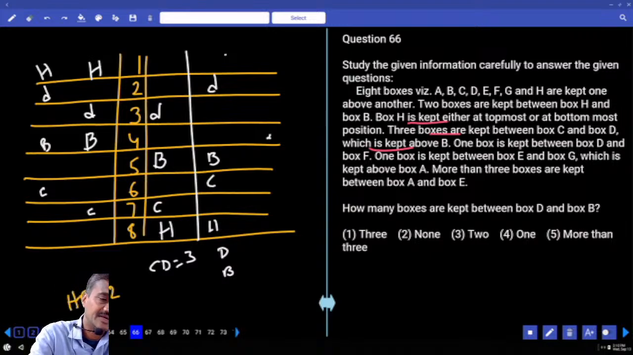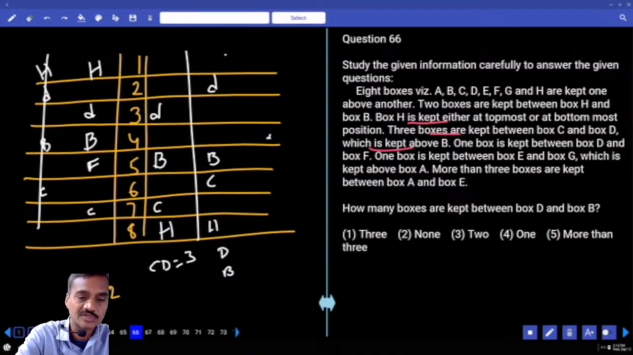And one box is kept between D and F. In between D and F, there must be exactly one box. Now here one box between D and F is not possible. Now here in this case, between D and F, there must be exactly one. One box between D and F.